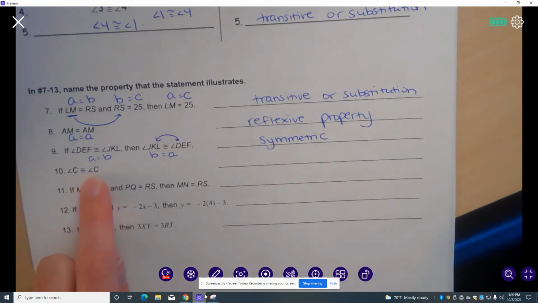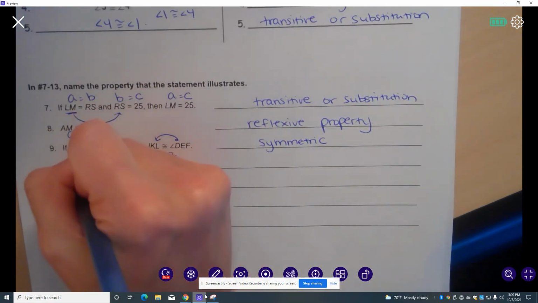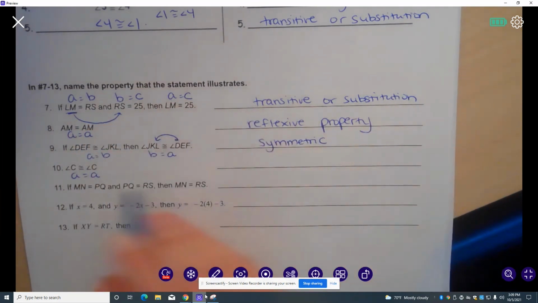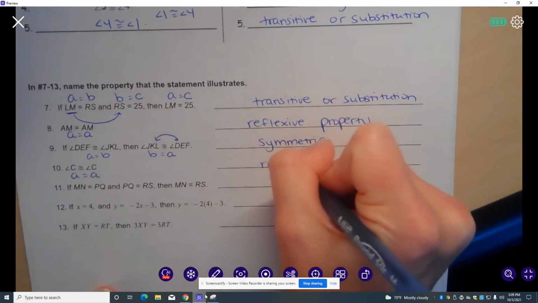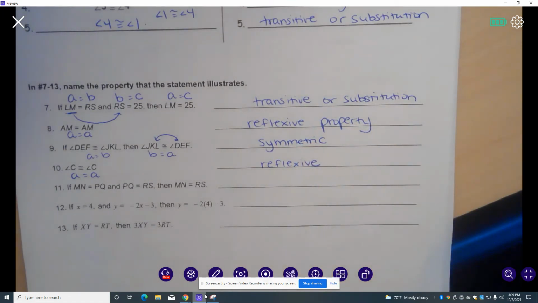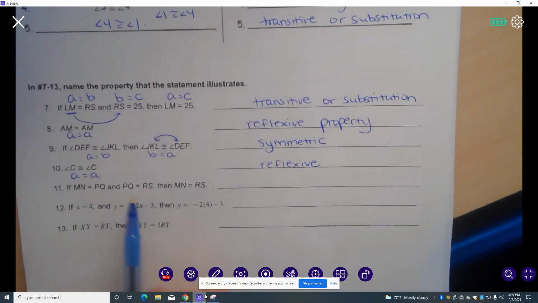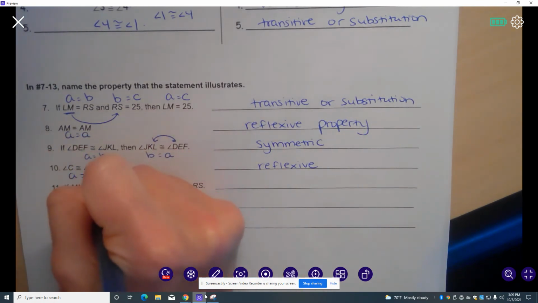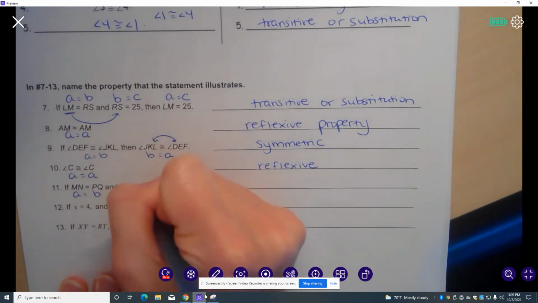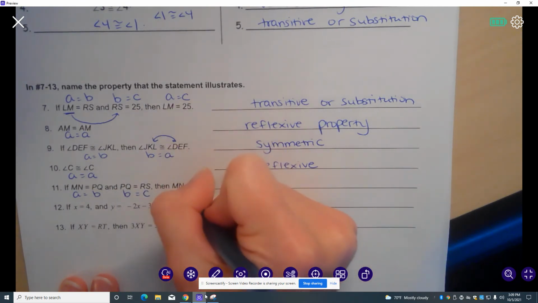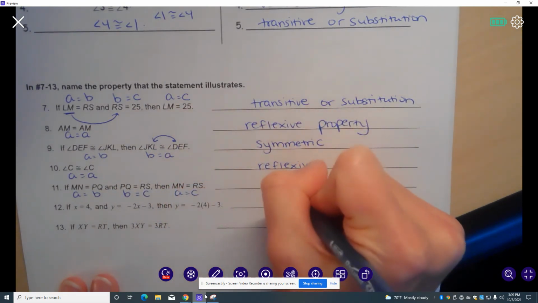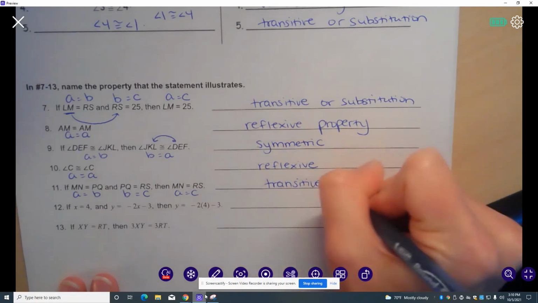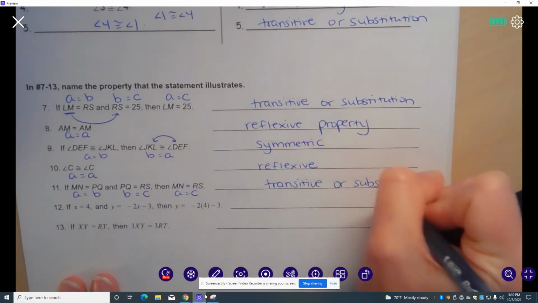Angle C is congruent to itself. It's the same thing on both sides. That's another reflexive property. If MN equals PQ and PQ equals RS, then MN equals RS. Just like in number 7, this is in the form, if A equals B and B equals C, then A equals C. That's transitive or substitution.